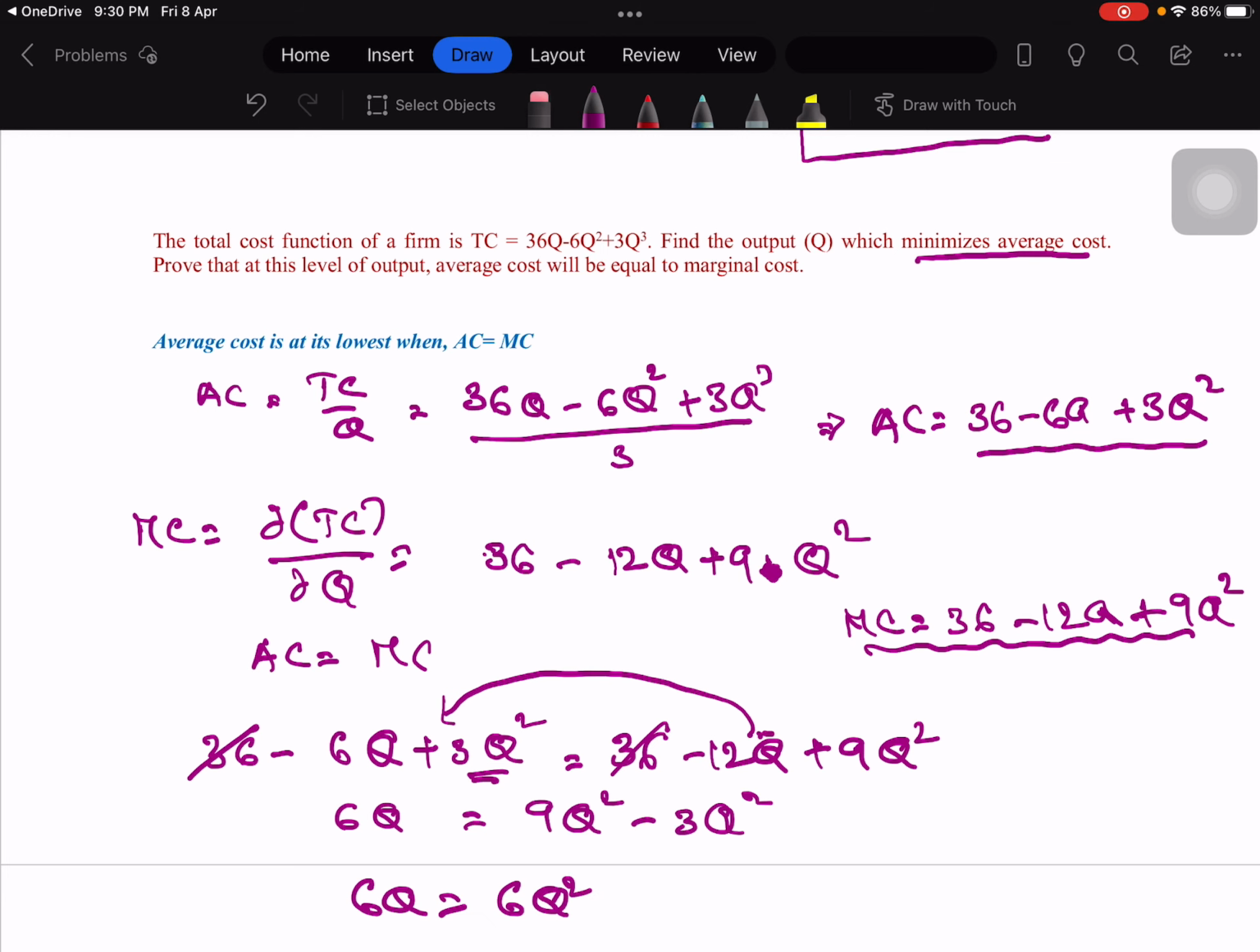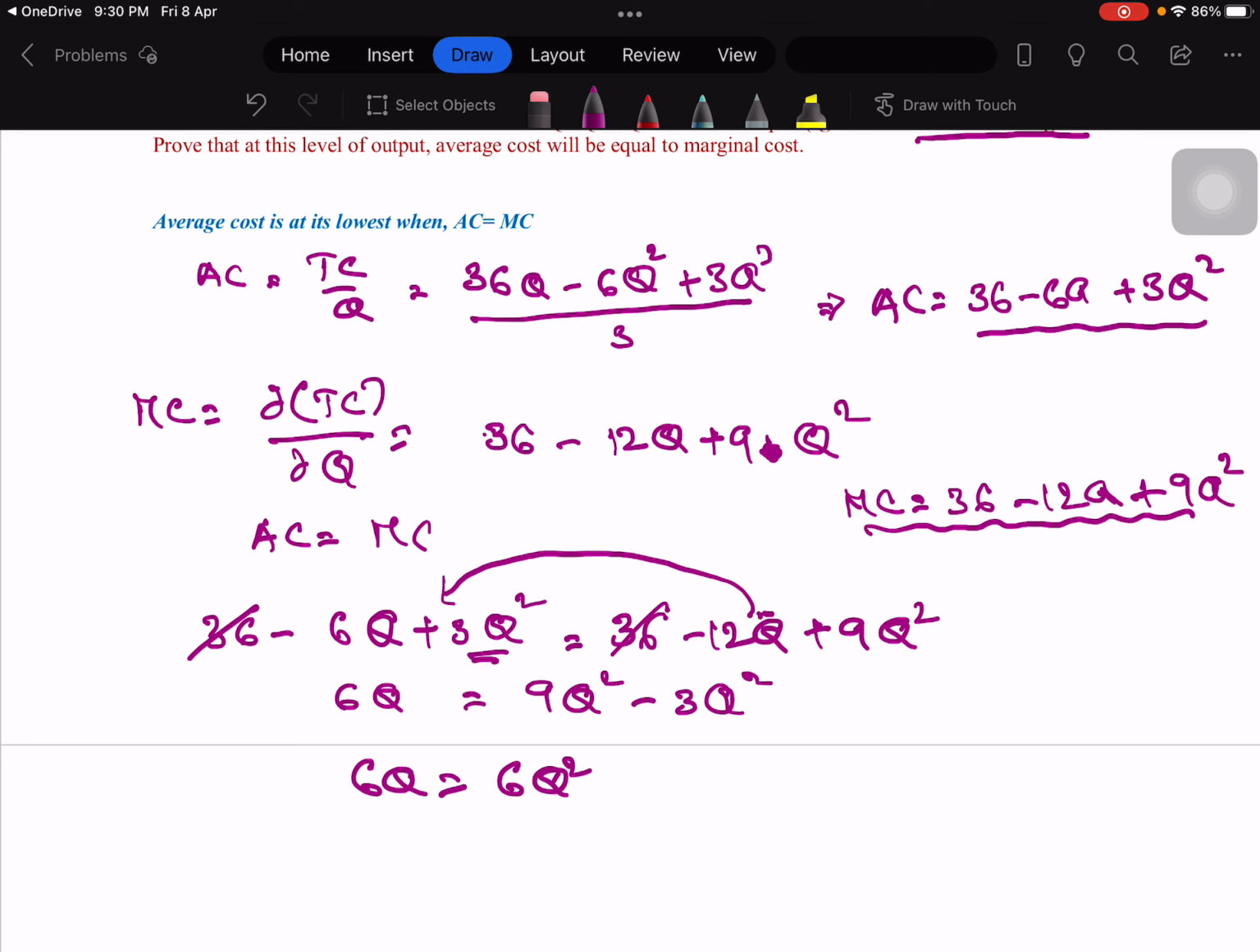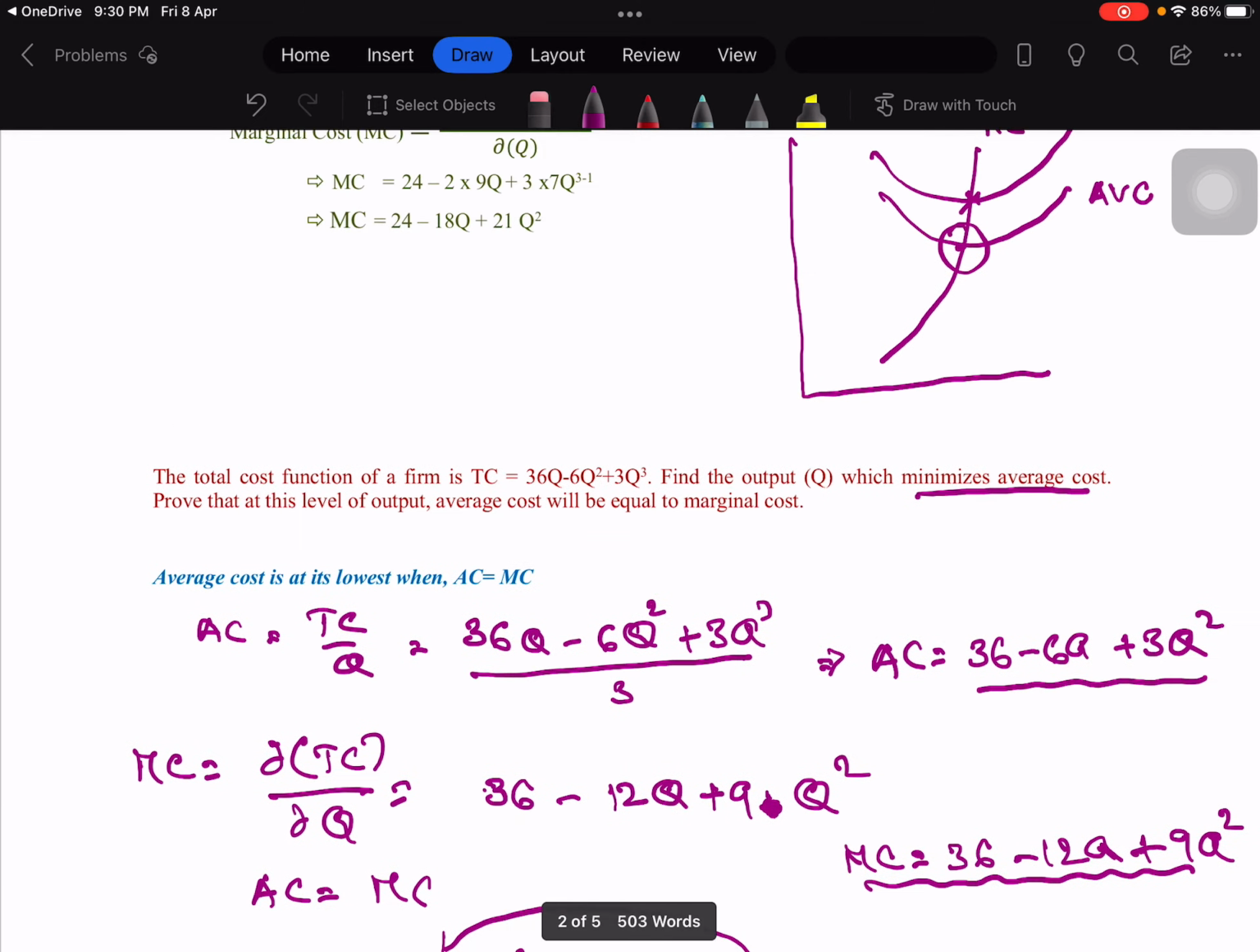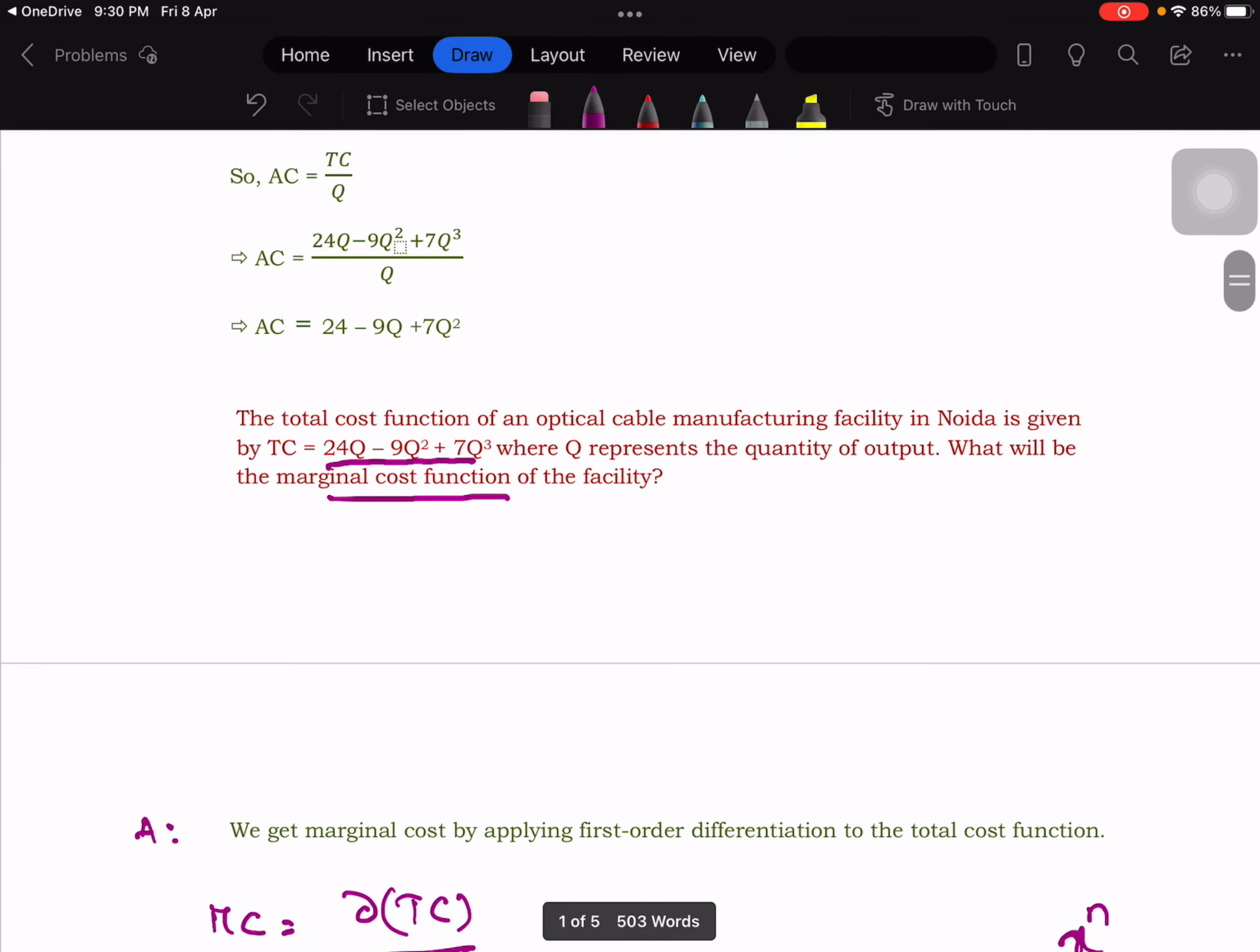When can 6Q be equal to 6Q square? Q is equal to Q square at Q is equal to 1, because 1 square is also 1. That is why Q is equal to 1 is the answer. So these three are important. Like this, we should be able to solve the problem.